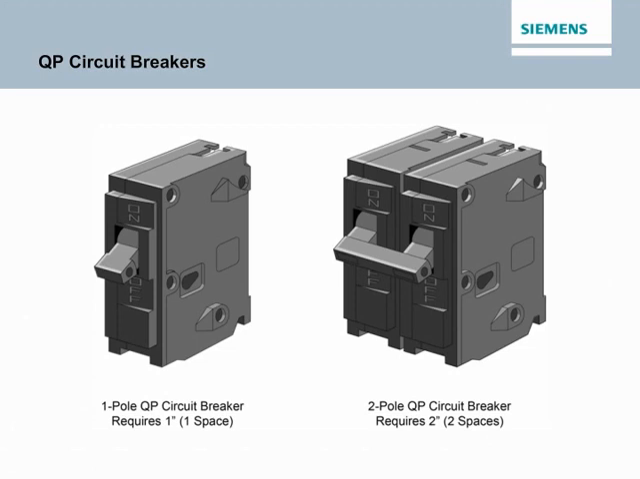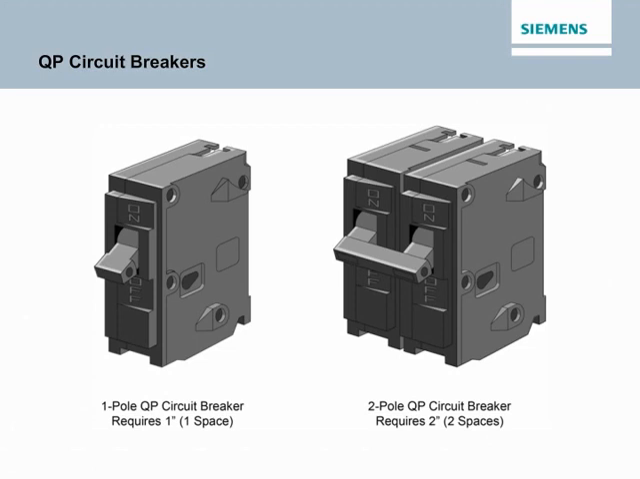One-pole QP breakers are rated for 120 VAC and have continuous current ratings from 10 to 70 amps. Two-pole QP breakers are available with a 120/240 VAC rating or a 240 VAC rating. Two-pole 120/240 VAC QP breakers have continuous current ratings from 10 to 125 amps, and two-pole 240 VAC QP breakers have continuous current ratings from 15 to 100 amps. Three-pole QP breakers are rated for 240 VAC and have continuous current ratings from 10 to 100 amps.